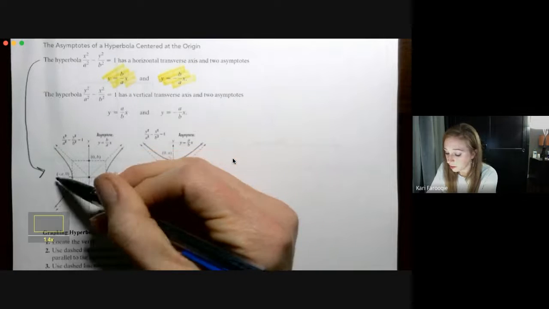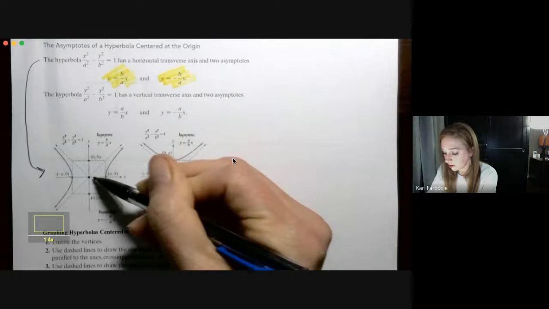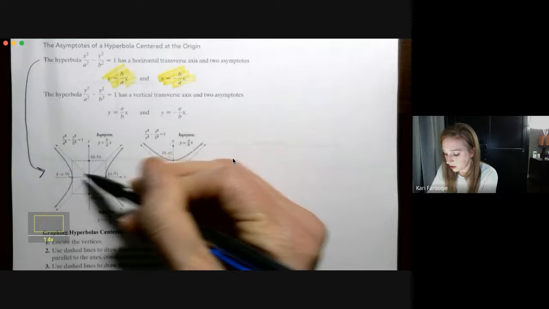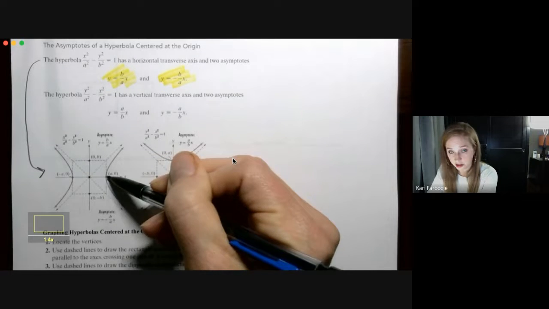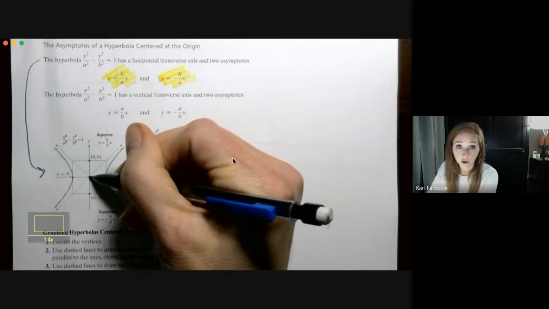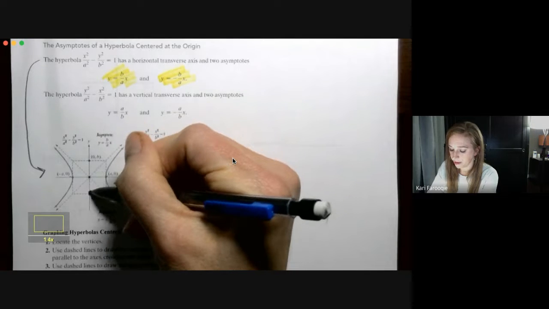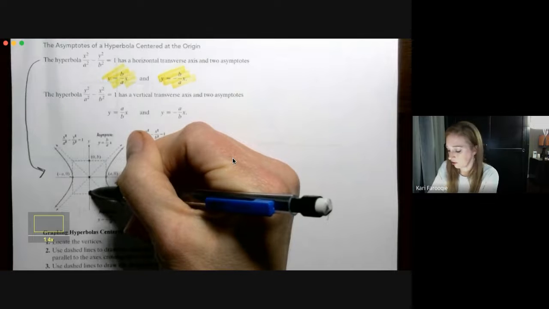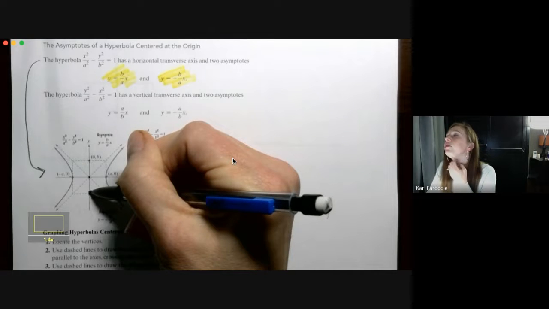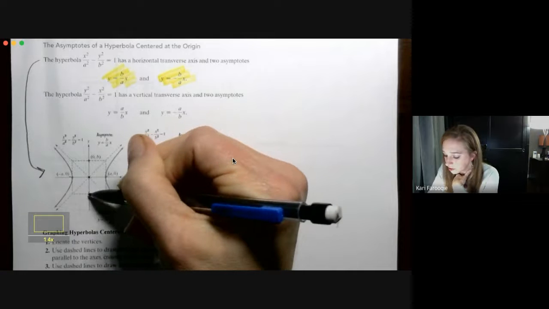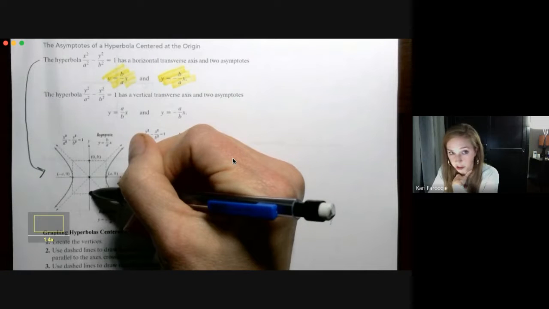So if we're talking about a horizontal transverse axis, you're labeling these 2 points for the 2 vertices. The next thing you're going to do is go to the y-axis and label these 2 points for, I sometimes call them your sub-vertices, but they're really just controlling the asymptotes for your graph. It tells you how narrow or how wide your hyperbola is going to open.